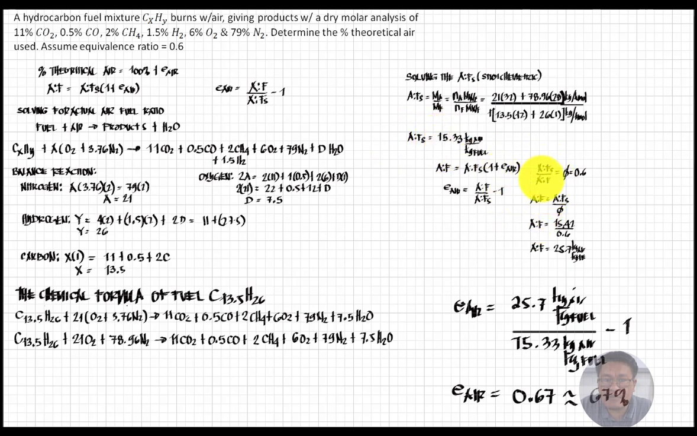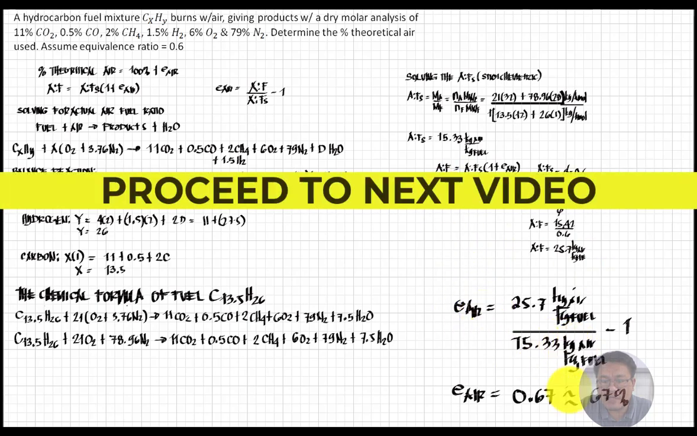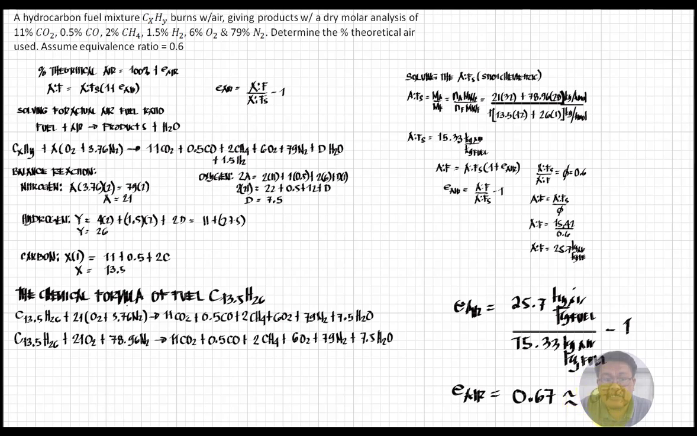Then since the problem also gave the equivalence ratio, that will be the ratio of the stoichiometric air fuel ratio divided by the actual air fuel ratio. So we are able to establish your air fuel ratio, that will be 25.7 kilogram of air per kilogram of fuel. Then from here, the equation of your excess air, substituting the value, and finally we are able to achieve the value of 0.67, or 67% excess air. So okay, that's it.